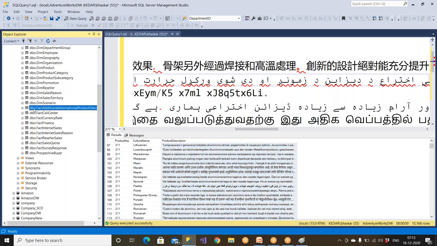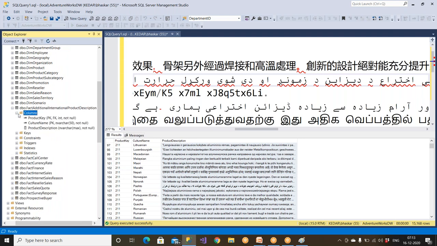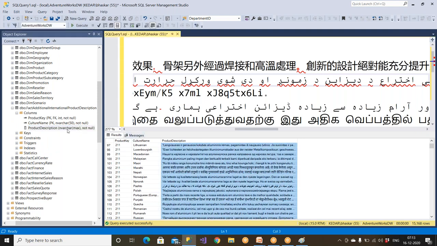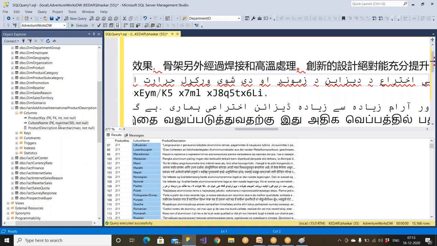If you want to see the data types for it, you can just maximize this. Then you can see product description. This is the description. This is nvarchar max. Have you seen this? It is not varchar, it is nvarchar max. And this is the culture name column. This is also nvarchar 50. Clear? So it is very, very important, guys.